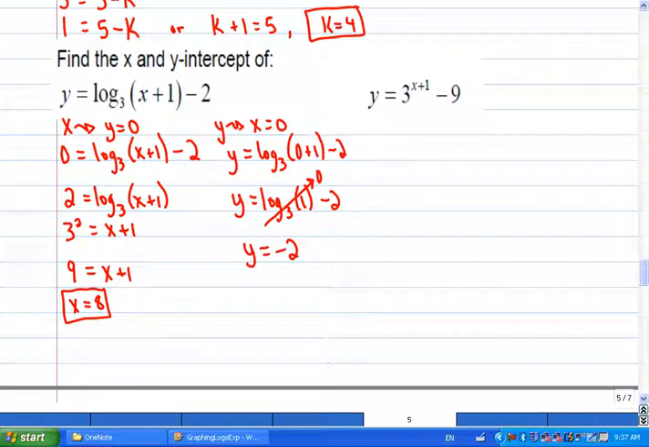And we'll repeat that with the exponential. So for example, this time 3 to the x plus 1 minus 9, I'm going to have an x-intercept where y equals 0.